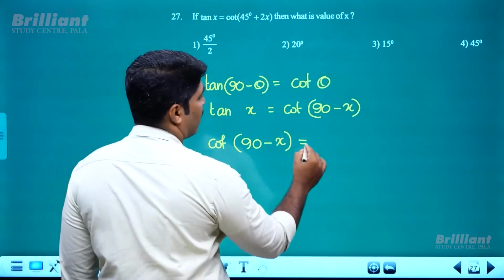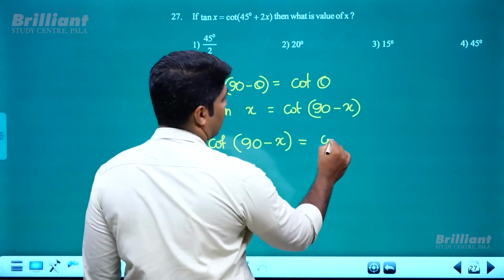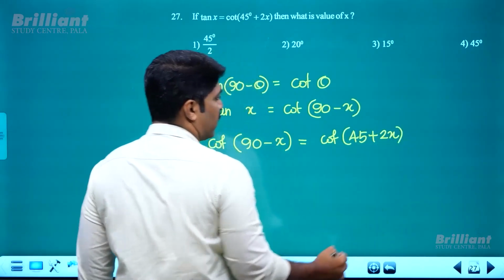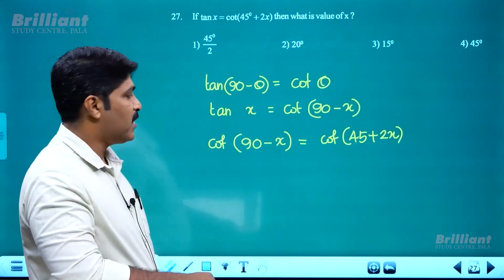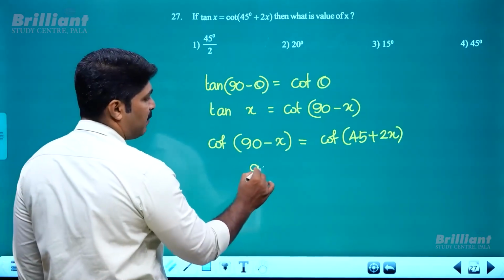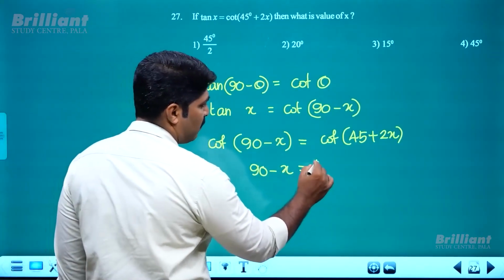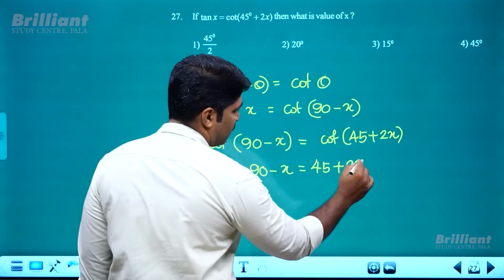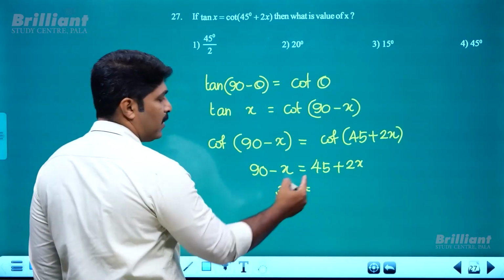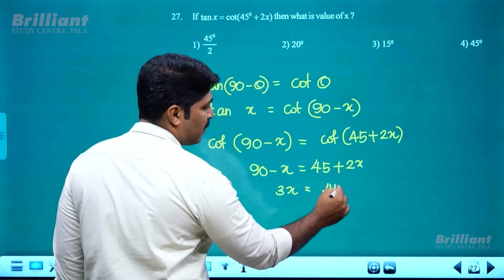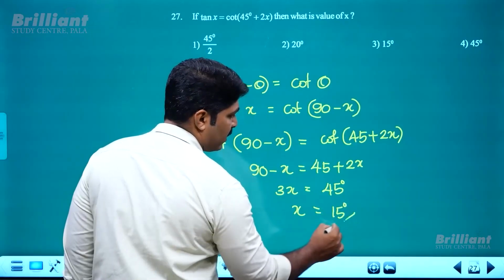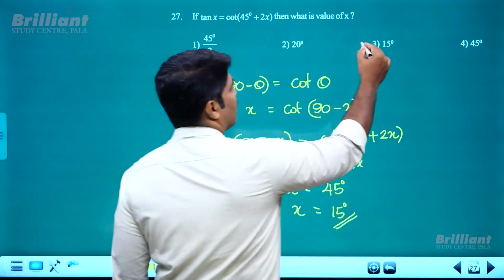It is given that cot 90 minus x equals cot 45 plus 2x. So here the trigonometrical functions or ratios are the same, so we can equate the angles. Therefore, 90 minus x is the same as 45 plus 2x. After simplifying, we get 3x equal to 90 minus 45, that is 45 degree. So the value of x is 15 degree. That's the simple logic. Here the answer is 3.